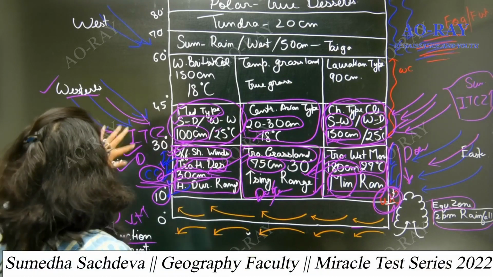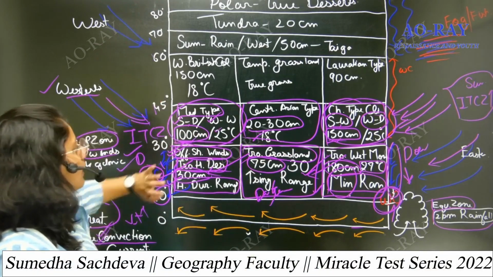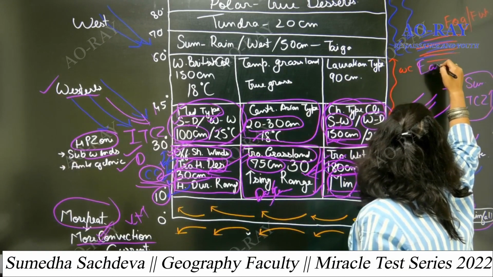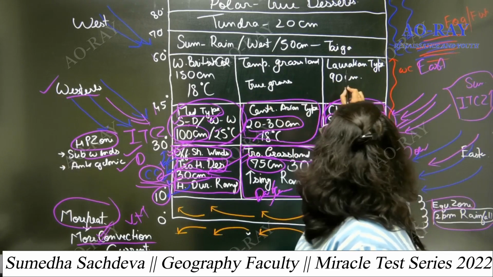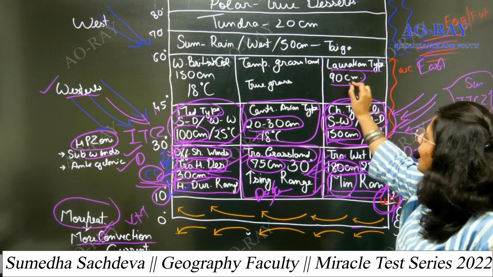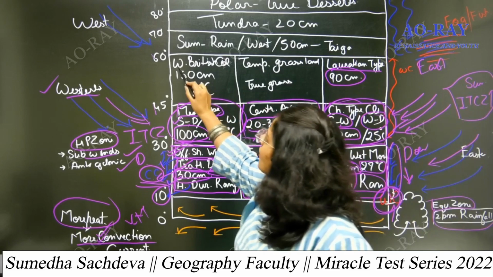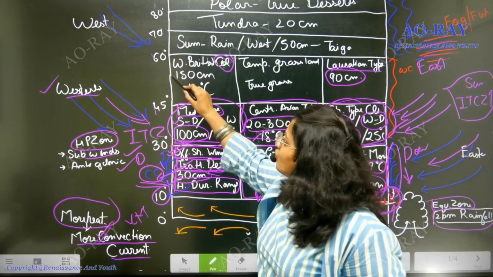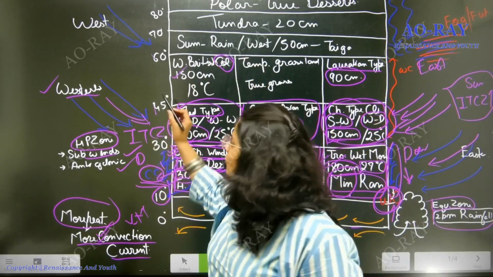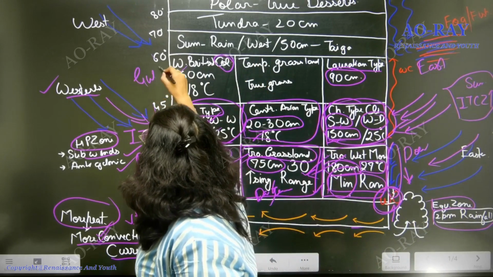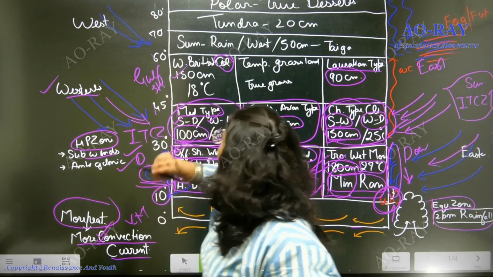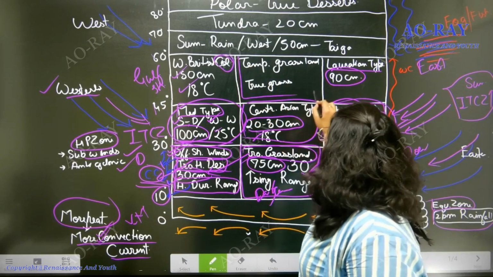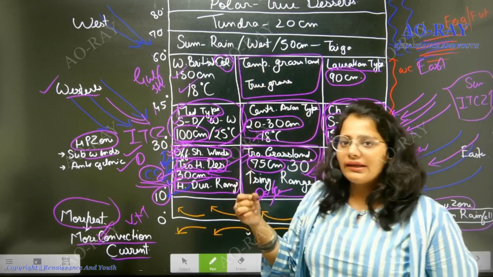Moving further, 45 degree to 60 degree. Again here we will have easterlies, Laurentian type of climate, 90 centimeter of rain. Here West Britain type of climate or Columbian type of climate, 150 centimeter of rain. Why? Because of the Gulf Stream. 18 degree Celsius. Now in temperate grasslands, the continentality will prevail.